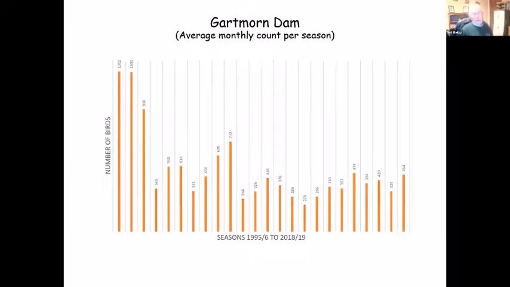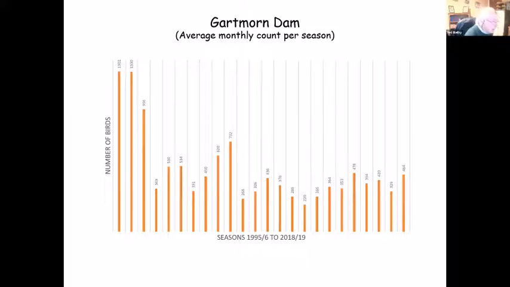Right, as you can see from this graph, the numbers have fallen dramatically since the 1994-5 season, when they averaged over 1,000 or 1,300 birds per visit per month, and they dropped fairly markedly, fairly quickly. Mike Callan was counting them at this stage, and then a variety of other people have counted it since, and numbers have fluctuated a little bit, but are far fewer.